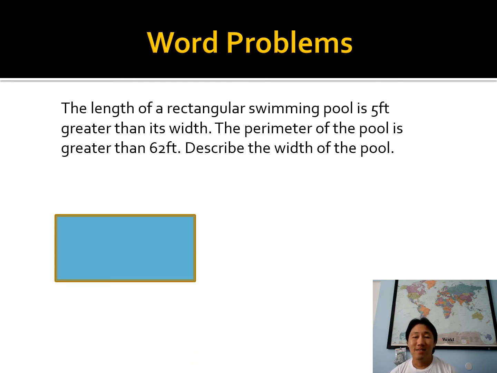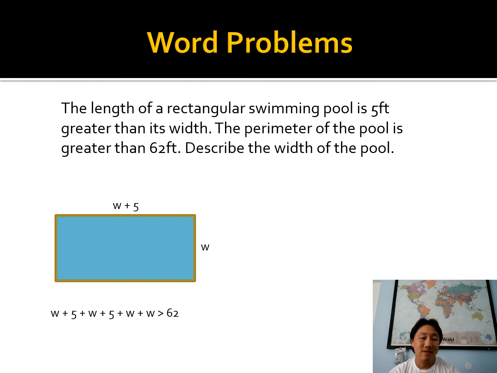Again, since the 6th grade, you were asked to draw pictures for word problems, so we'll draw a picture. There's my swimming pool, it's rectangular. The length is 5 feet greater than the width. So if we call this width W, then the length has to be 5 feet greater, so that's W plus 5. You also have to remember that perimeter means the distance all the way around, so we're going to add all the way around.